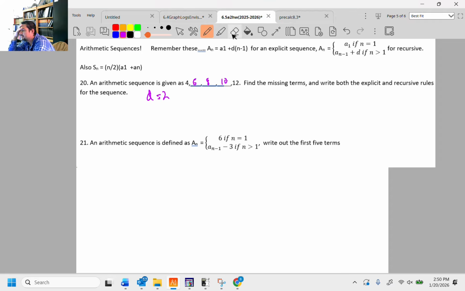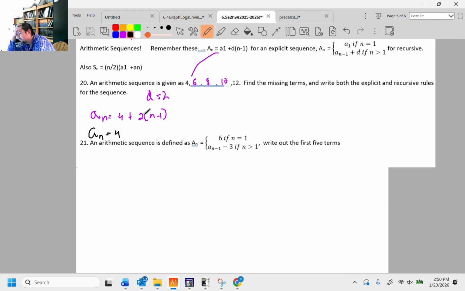So the explicit form is given up top. You probably have nightmares of this thing. But for the explicit rule, the nth term is the first term of 4 plus the difference, which we discovered was 2, times n minus 1. And you may or may not remember this, but your goal was to make this look like mx plus b. That was your goal, because all lines are arithmetic.